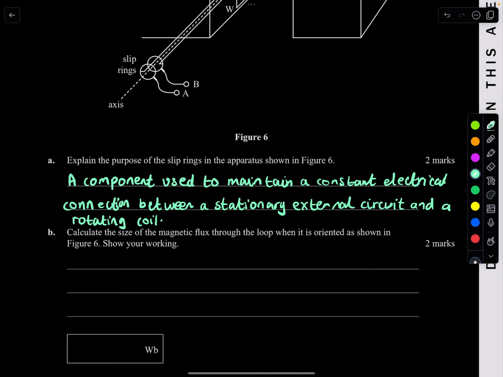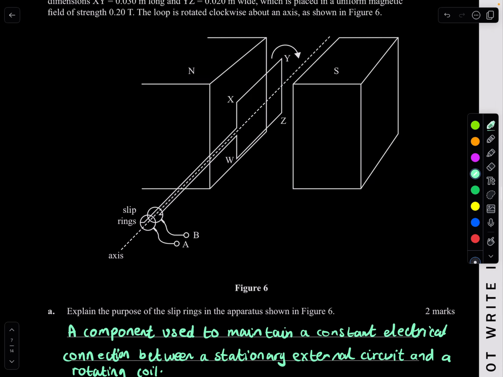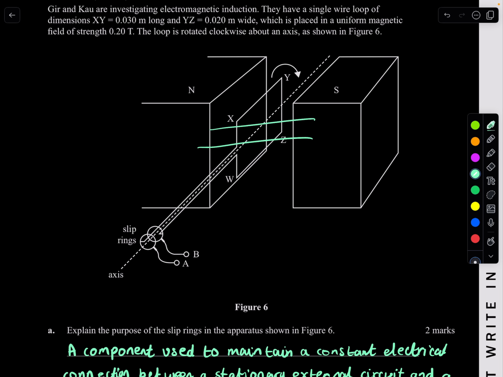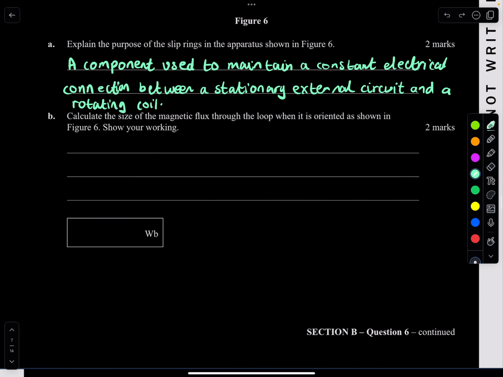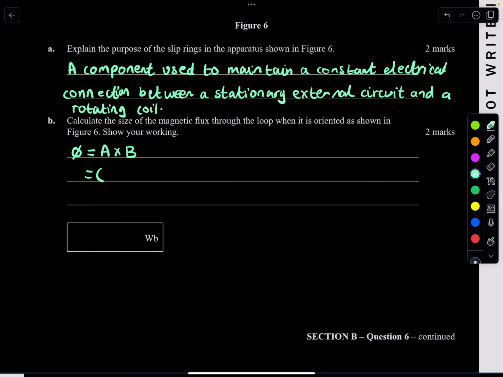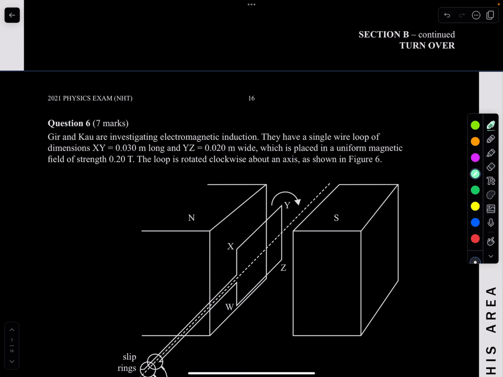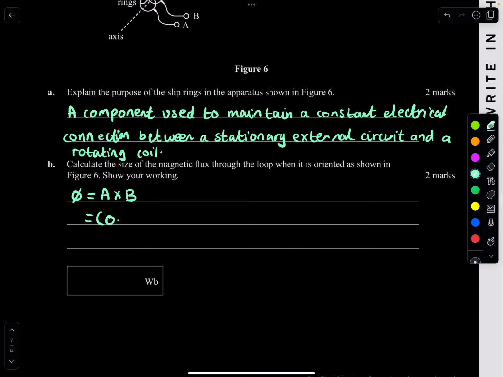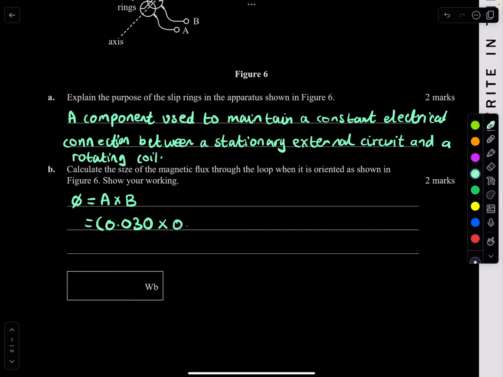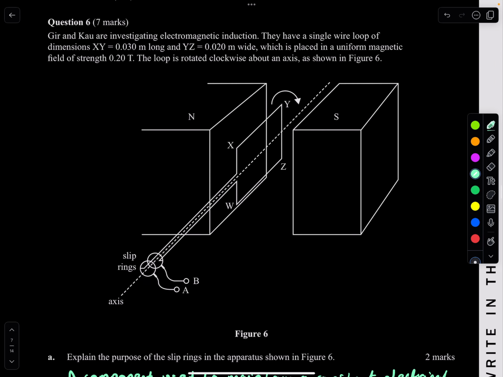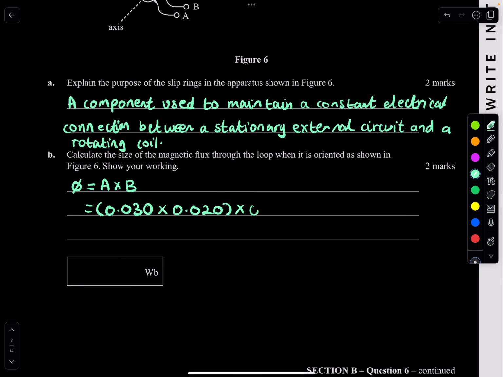Calculate the size of the magnetic flux for the loop when it's orientated as shown in figure 6. Show your working out. As it's oriented here, we're going to have a maximum magnetic flux because the field lines are going to pass through the plane. So let's calculate that flux. Easy. Your flux is just your area times your magnetic field. So area is the dimensions here, 0.30 times 0.020. That's going to give us our area, and we just need the magnetic field strength, which is 0.2.